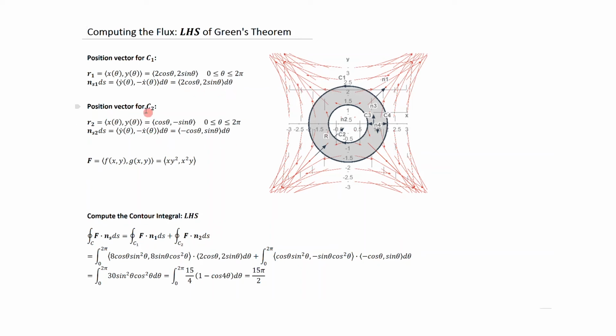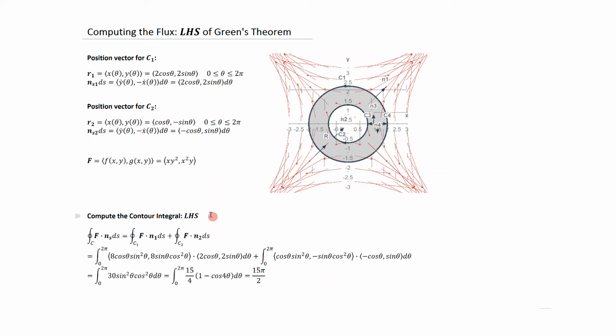For the position vector C2, which is in a clockwise direction, we would find a parameterization of the following form, from 0 to 2 pi, and of course this is a radius of 1 for the inner circle. Similarly, we could determine the normal, which would always be to your right, and so this would be pointing inwards in this case. If you do the necessary computations, you'll end up with the normal component having this form. And the field was given as xy squared, x squared y.